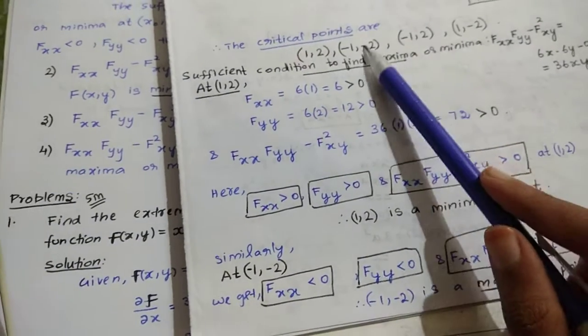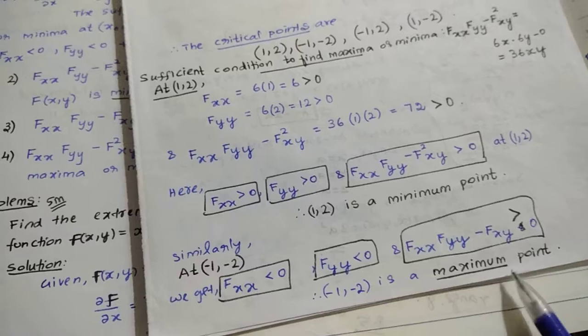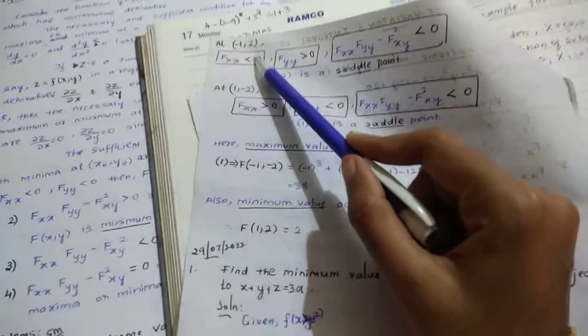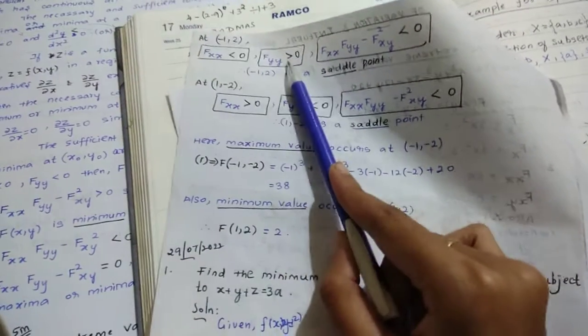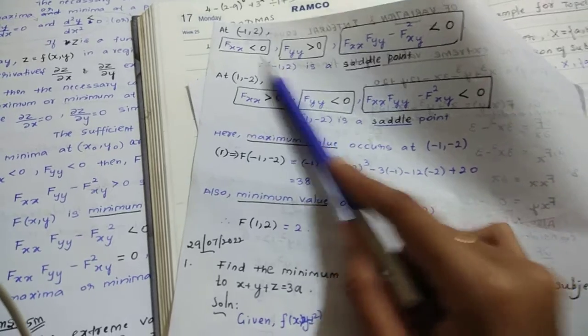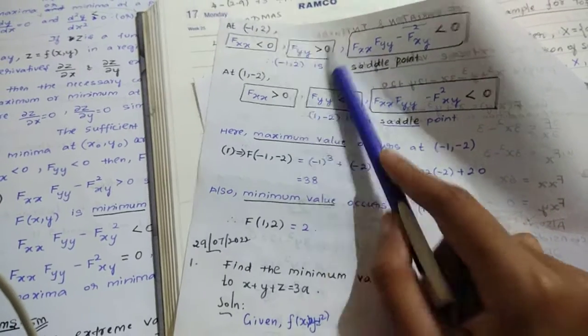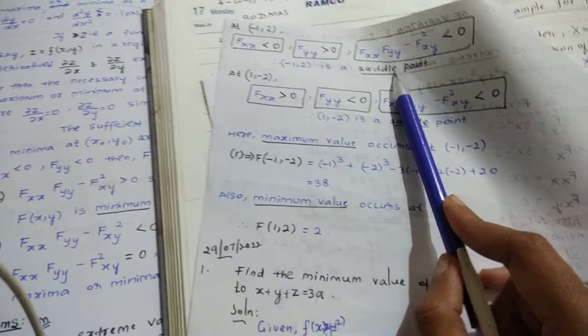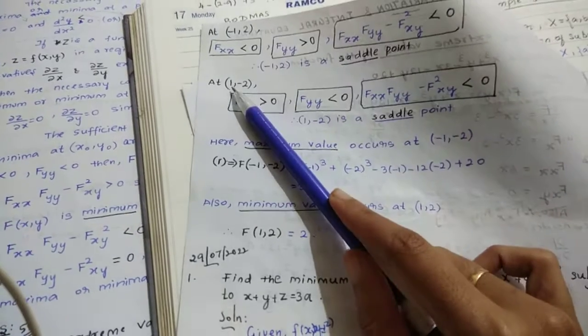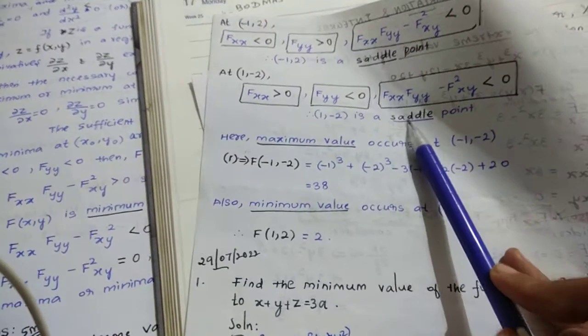So at this point you get that this is a maximum point. And for this point you are going to get this is less than, this is greater than, and this is less than, right? If you get this kind of values, then what is meant by that point? That point is a saddle point, right? Similarly for this point you also get a saddle point.